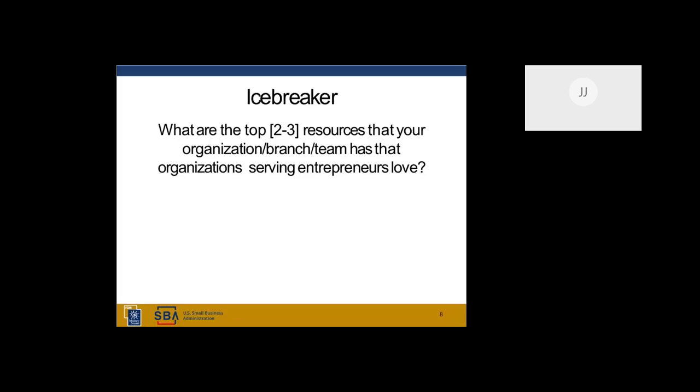I know for us, I was talking with my colleague, if I was responding to this icebreaker, I would definitely put our Money Smart for Small Business modules on banking services and business credit. Those tend to be the ones that a lot of our trainers look for and banks look for.